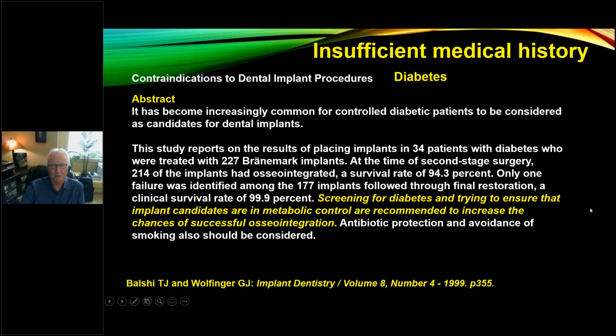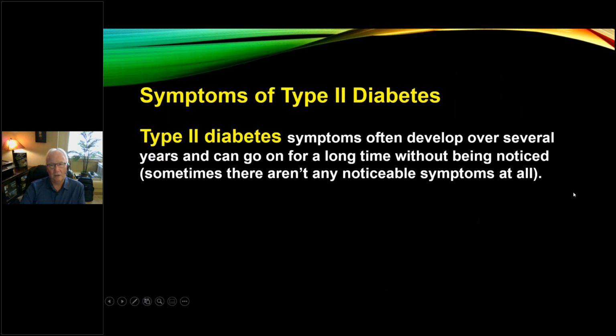Now, one of the things that happens is, and this was from Thomas Balshi and his colleagues, they basically said we can place implants in diabetics if they're controlled, and that's true. But they also suggested that screening for diabetes and trying to ensure that implant candidates are in control is recommended. Well, here's the deal. I'm going to go through a couple little stats to show you how much diabetes is probably out there that's unrecognized, and all it is a recipe for failure, and maybe what you can do to help prevent that.